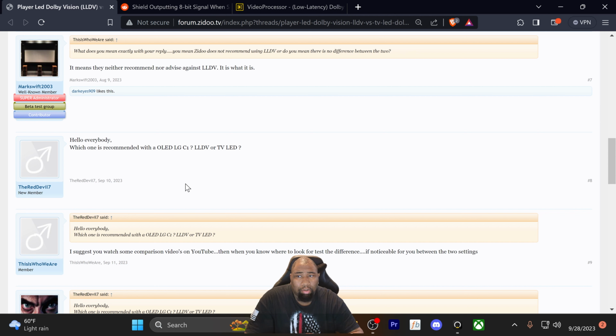So to answer your question, for now, you can use the mode that Zidoo or Doom recommends. They have a default option. If you're comfortable with that, you're free to use that, but they have options for a reason. So I would experiment.